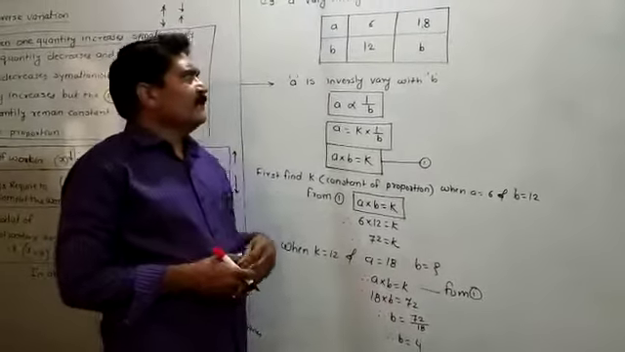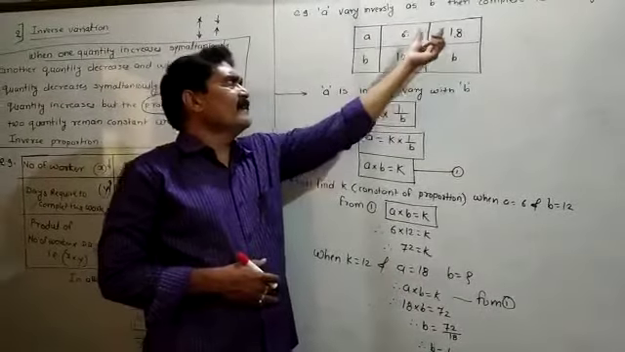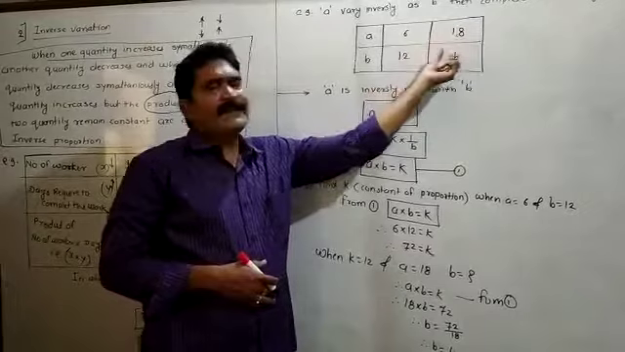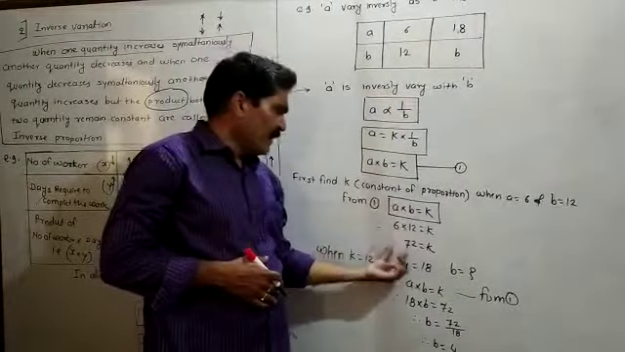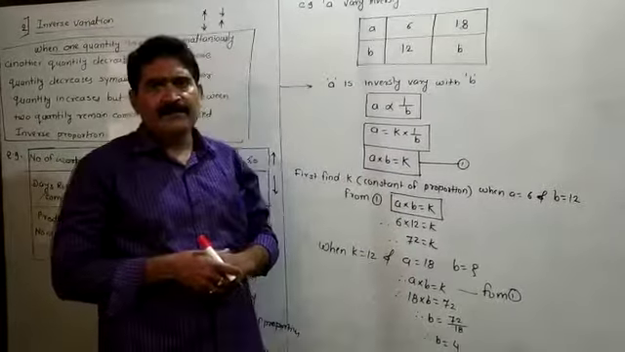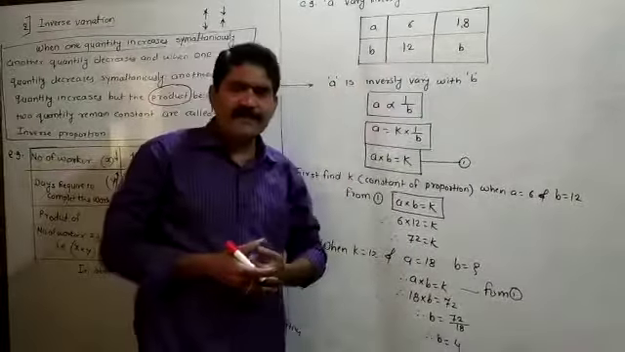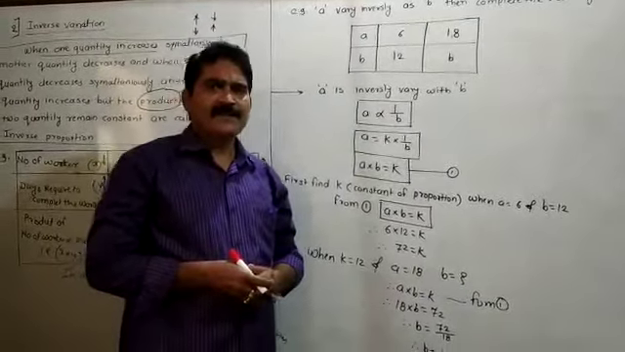In this way, once the values of A and B are given, and if you want to find out the value of B, at that time first of all you have to find out the K, and once you will get the value of K, you will easily find out the value of B. So this is the example of the inverse variation. Try to understand each and everything properly. Write all these things in the classwork notebook properly.